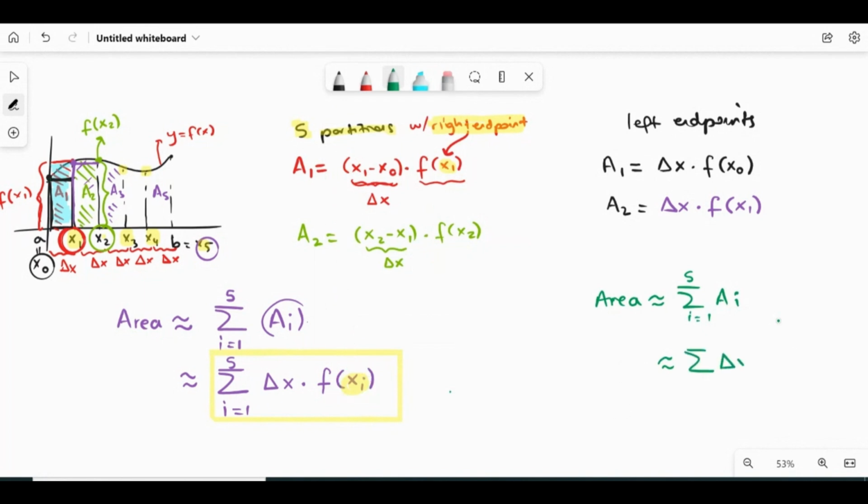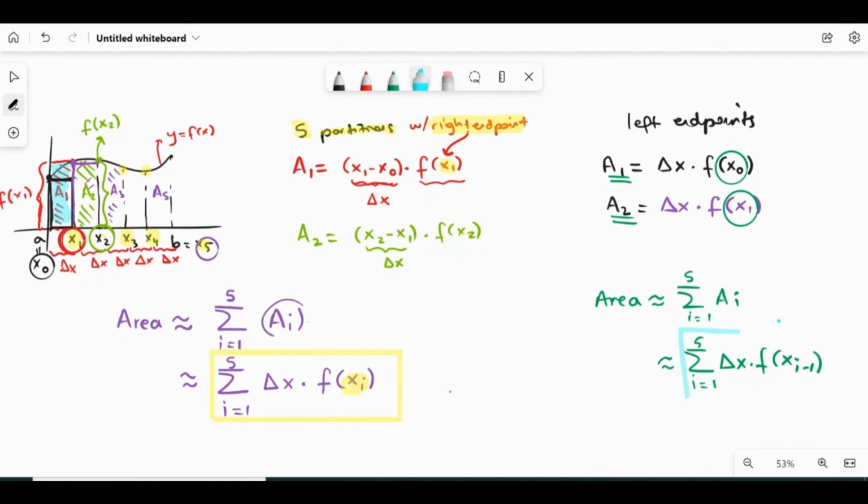That's going to be delta x times f of x_{i-1}. So for the first rectangle, we used x0. For the second rectangle, we used x1. For the ith rectangle, we just use the x coordinate right before, the index right before i. i is again changing from 1 to 5.